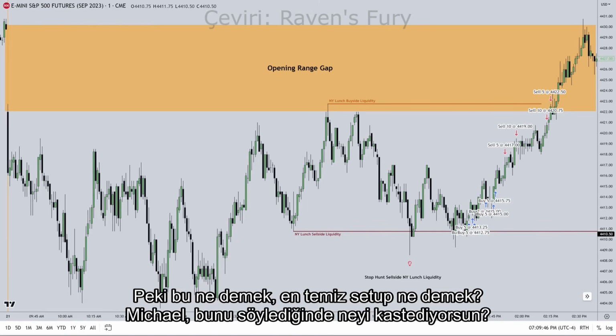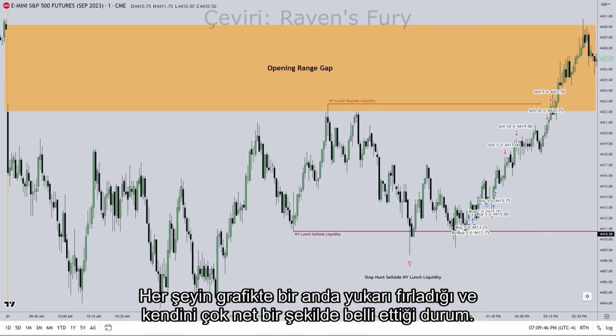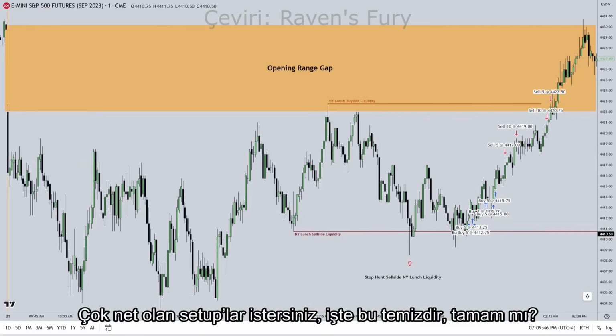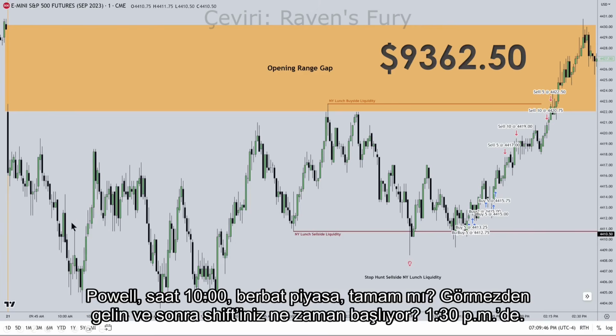What does that mean, cleanest setup? Like, what do you mean when you say that? Where everything just simply jumps off the chart and it makes itself very obvious. You want setups that are very obvious. That's clean. Okay? Powell, 10 o'clock, trash market. Just ignore it. And then what time does your shift start?